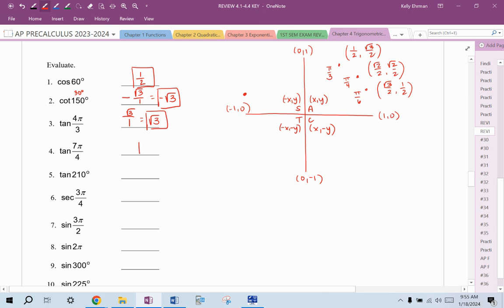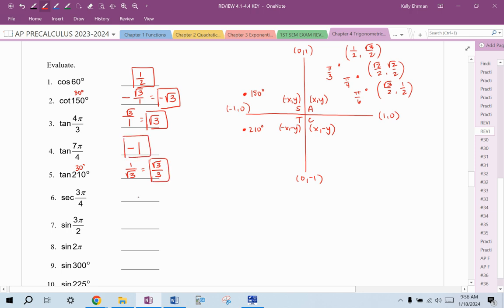Tangent of pi over 4 is 1. 7 pi over 4 is in quadrant 4, so negative. Tangent of 210, that's the 30-degree angle that is in quadrant 3. So I'm looking at the 30-degree angle, or the pi over 6, and I'm saying y over x is 1 over radical 3. You're in quadrant 3, so it's positive. So rationalize for your final answer. Just box all of these in.